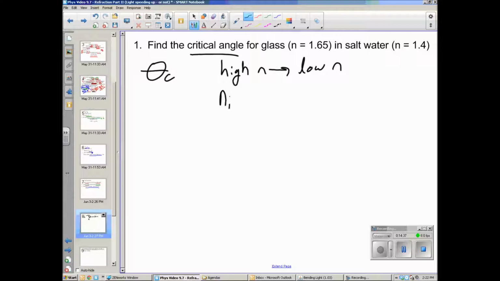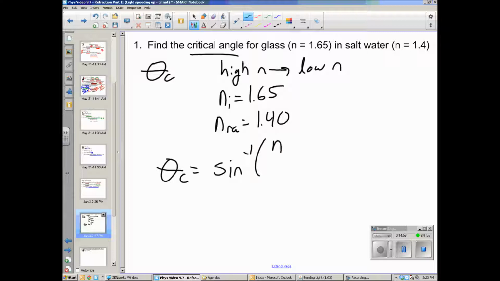So that's got to be my Ni. It's got to be my starting index of refraction, which means that we're refracting into salt water, which is a lower index of refraction. Okay, because we're going from high to low. All right, and then to find your critical angle, you just do inverse sine of NR over Ni. So it's the inverse sine of 1.40 over 1.65.